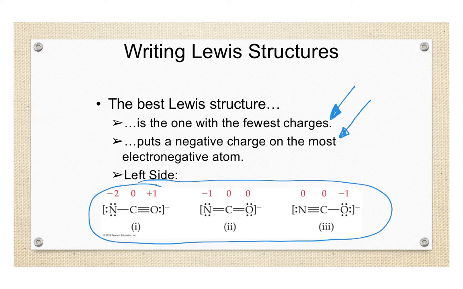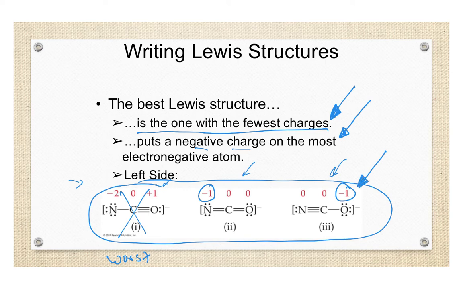All right, so it should be pretty easy to figure out which one is the worst, because the first thing we look at is the one with the fewest charges. These both have 2 zeros and a -1, so that's good. This one has a -2 and a +1, so this one is definitely the worst. Then I look at these two. Their formal charges are the same, so we want to find a negative formal charge on the most electronegative atom. So the question is, what's more electronegative, the nitrogen or the oxygen? Knowing our periodic trends, we should recognize that the oxygen is the more electronegative of the two, and so this is the best structure, and that one's a close second.